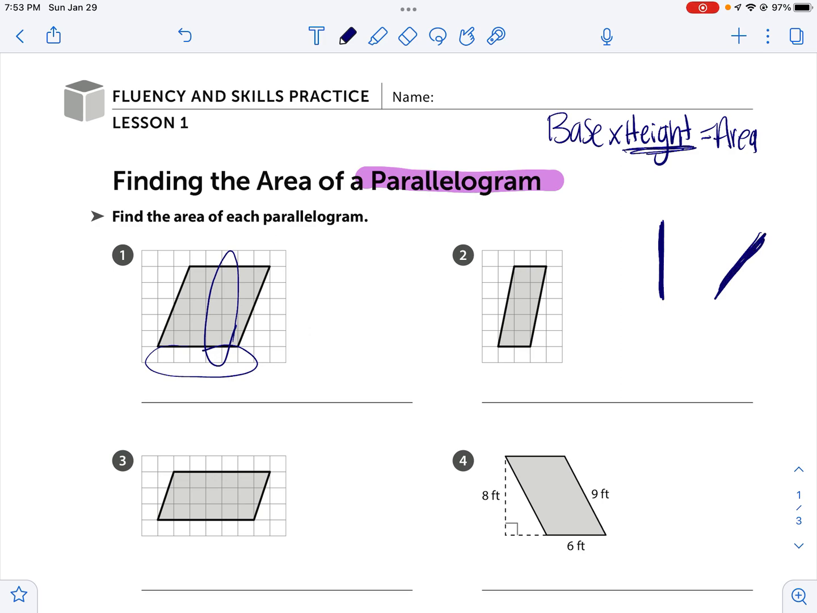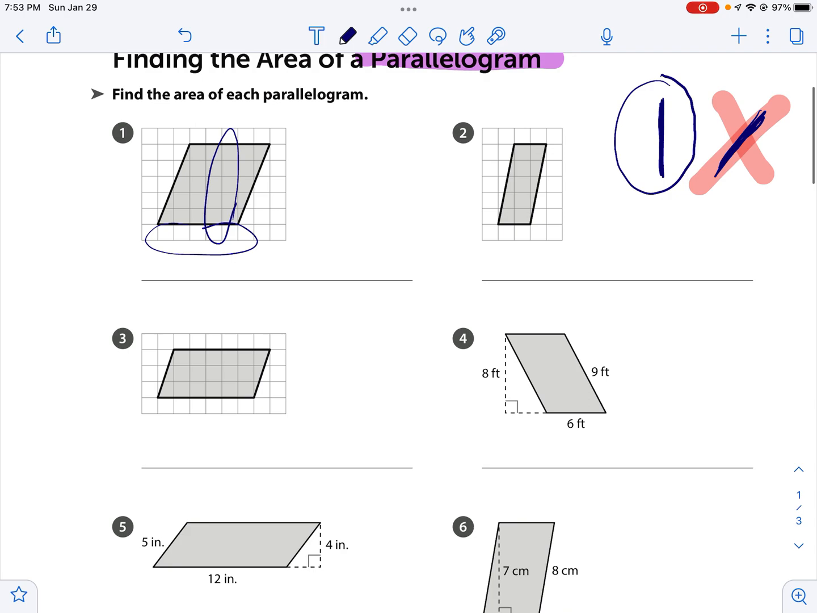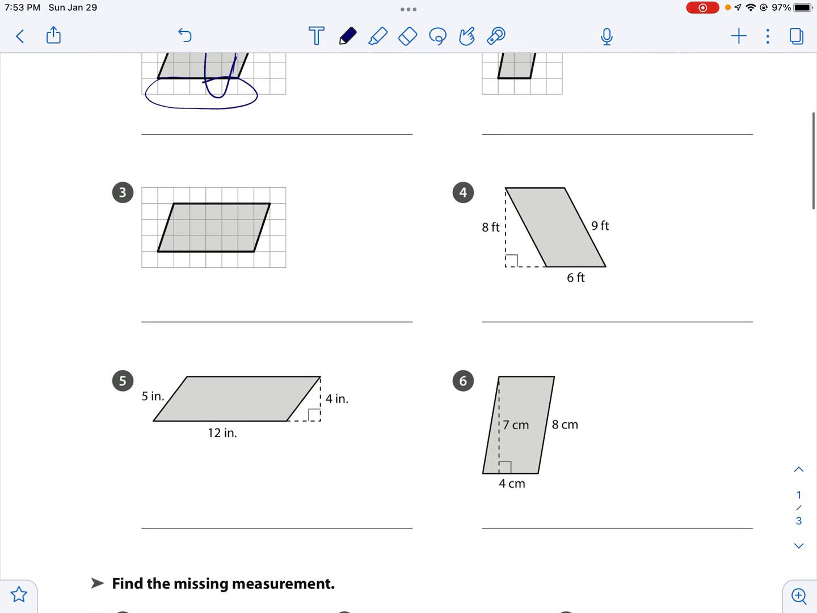Think about when you go to the doctor, right? You don't measure your height going sideways. So make sure when it's asking for height, you're only using a straight line, a vertical line, for the base and the height, and then you should be fine. Okay, so you'll go ahead and do base times height for the first 6.